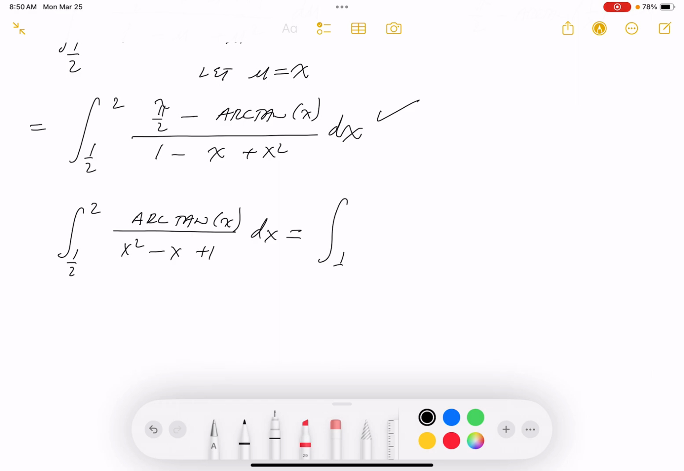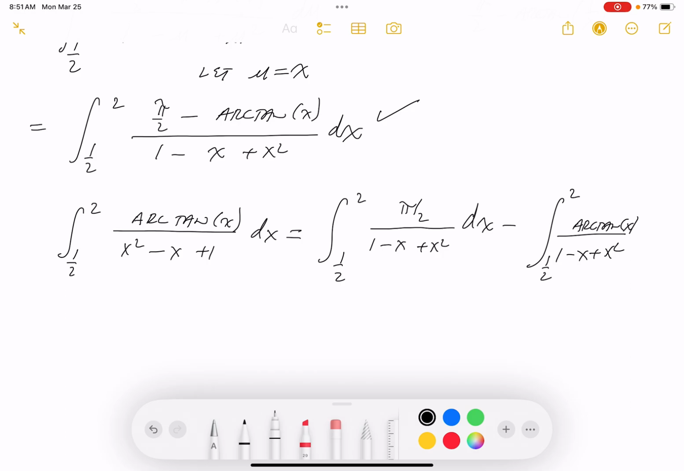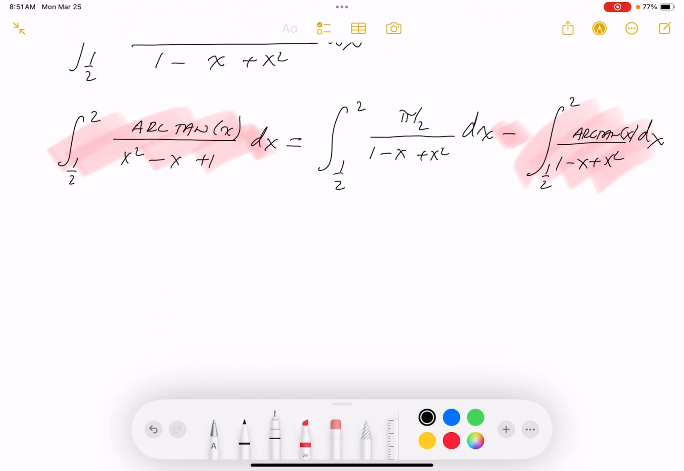Let's write that down. 1/2 to 2, but I'm going to split it into two integrations, by the way. Pi over 2 over 1 minus x plus x squared dx, then minus the integral from 1/2 to 2 of arctangent of x over 1 minus x plus x squared dx. I'm going to claim that this guy here is identical to this guy over here. So I'm going to add it to both sides. And what are you going to get?